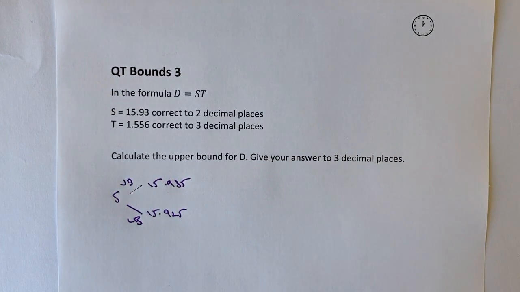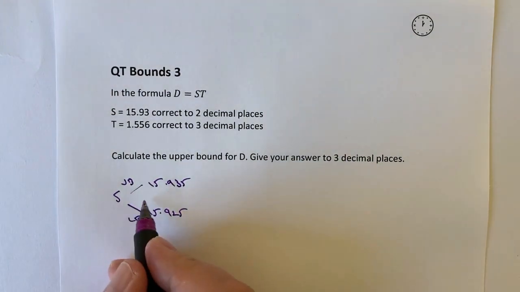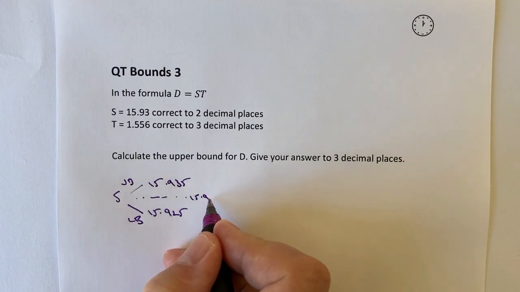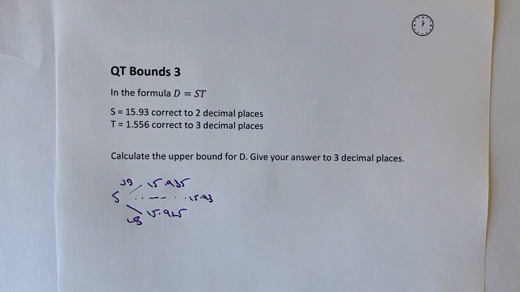15.935. Just remember, we're not talking about rounding numbers here. We're talking effectively about tolerances. So the middle number is 15.93. Okay, let's have a look then at T.